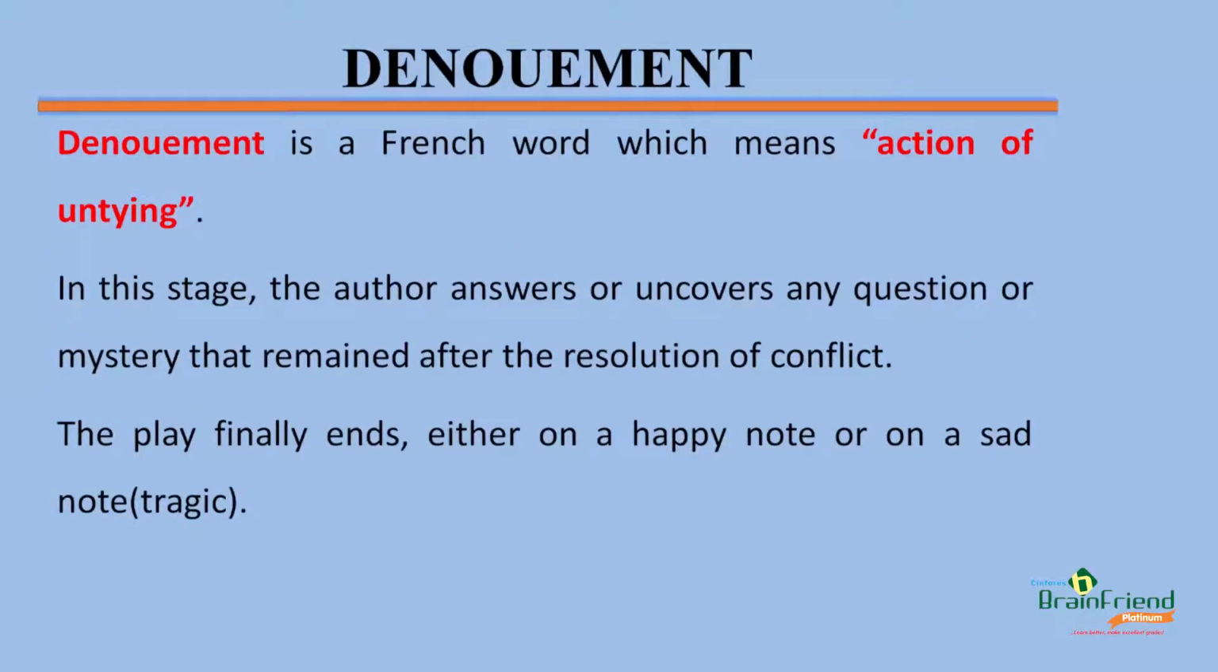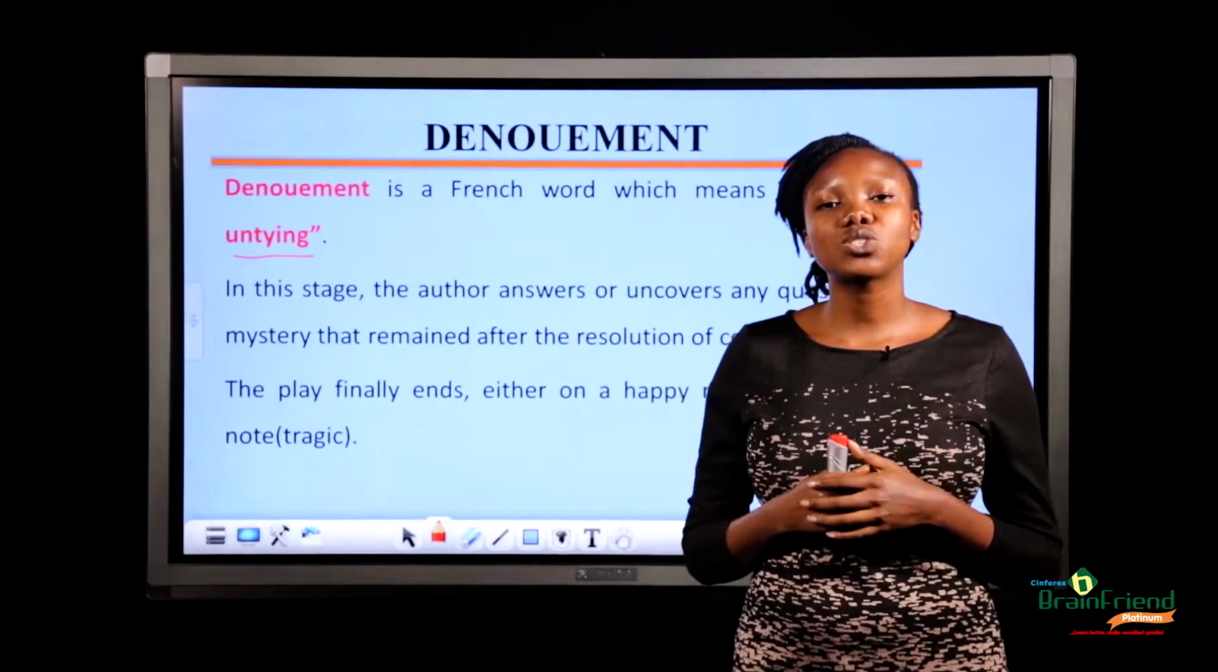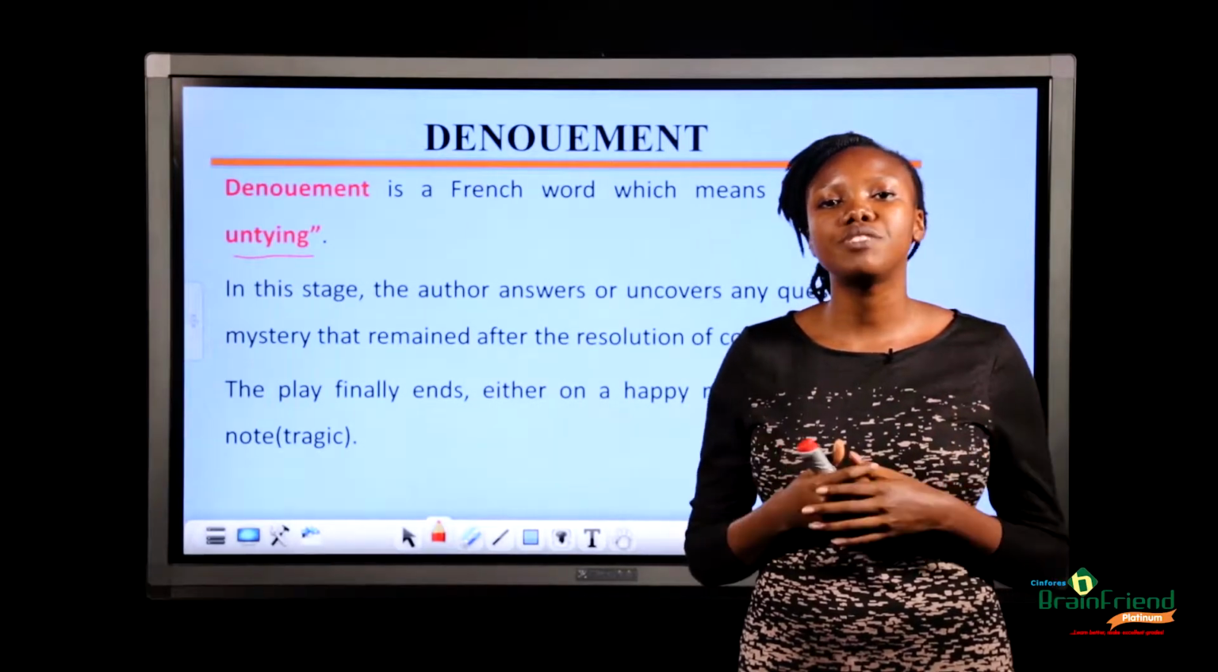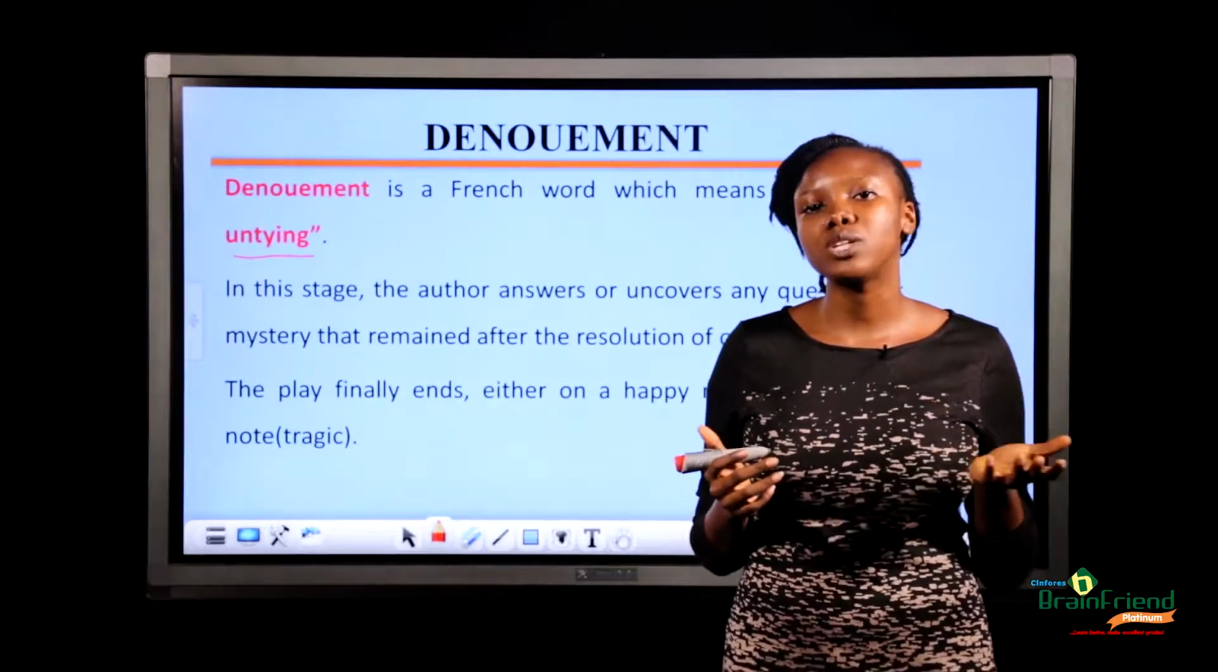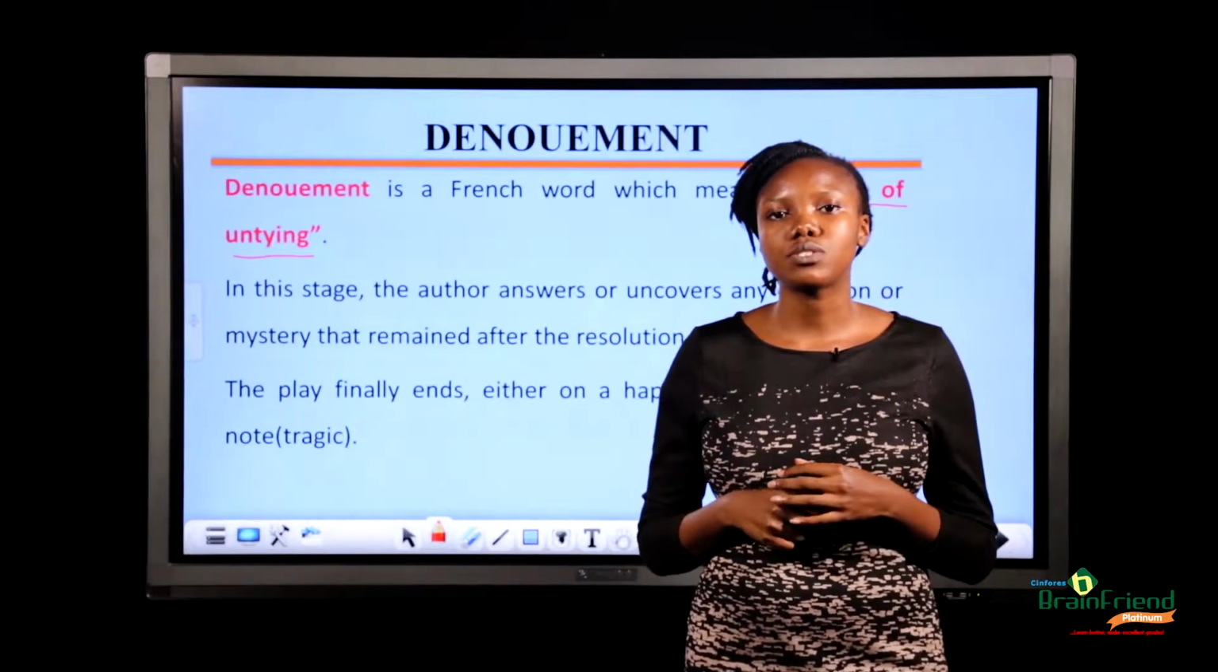Denouement is the last element of a plot. It is a French word which means action of untying. Here, the author answers questions that were not answered during the resolution of the conflict, and the story ends either on a happy note or on a sad note.